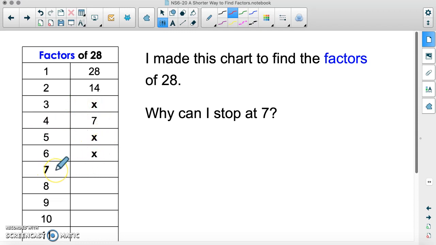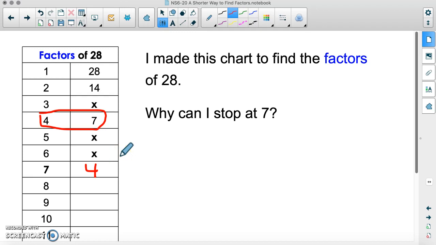Why did I stop here though? Why did I stop at 7? Well, after you reach the number that appears in the earlier pair, you're going to stop filling out the chart because, for example, if you have 7 pairs up with 4, if you flip this around, it's obviously going to be 7 and 4. So I don't really need to continue on with my chart any further.